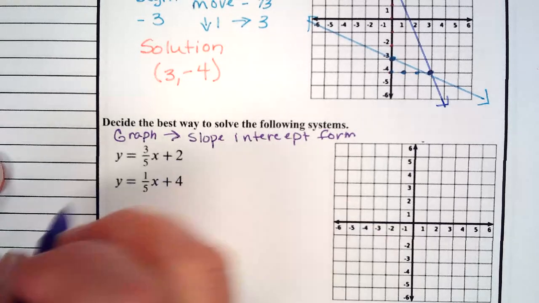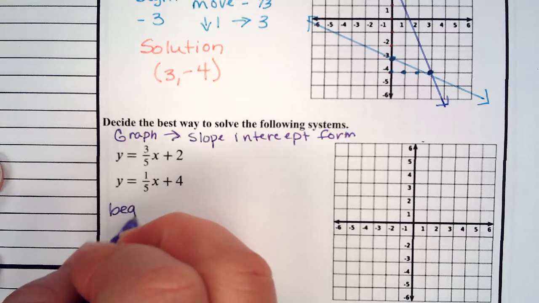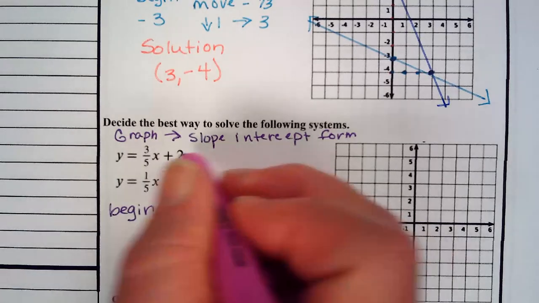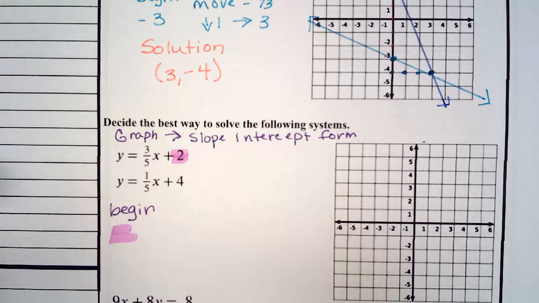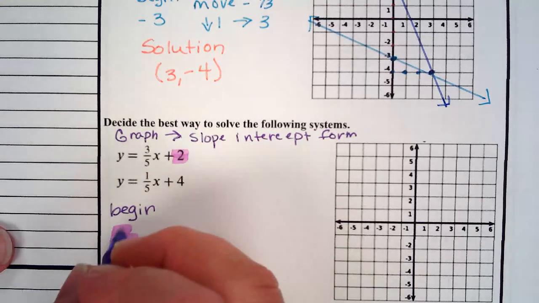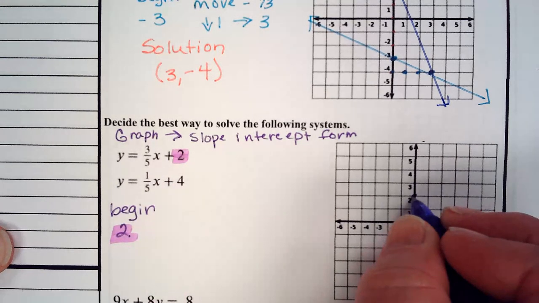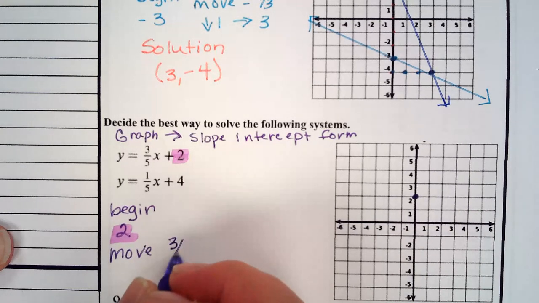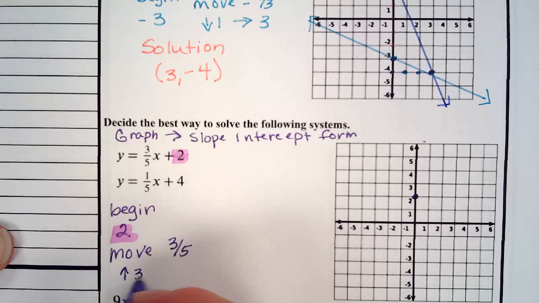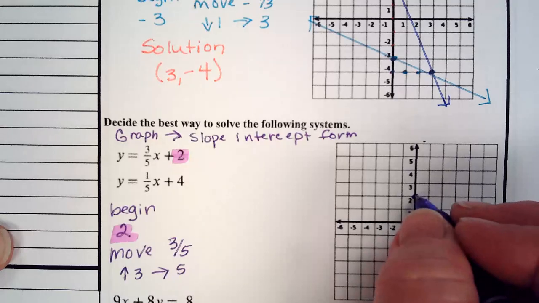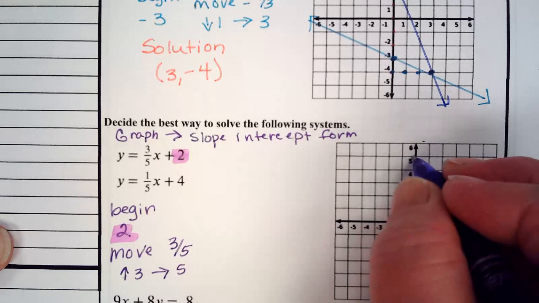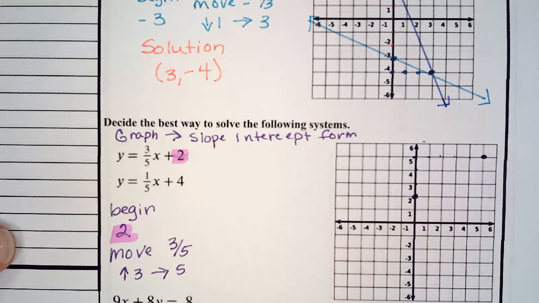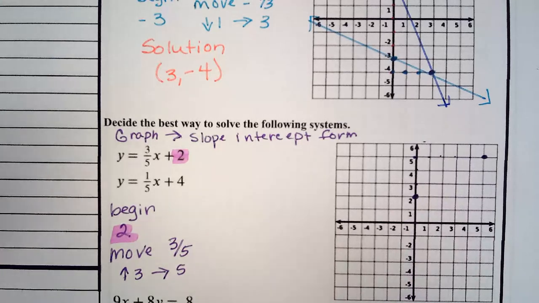So for the first one, I begin at 2. So I'll put my point on 2. I move 3/5, so that is up 3, right 5. Start here, I go up 1, 2, 3, go right 1, 2, 3, 4, 5. I am now ready to draw my line.